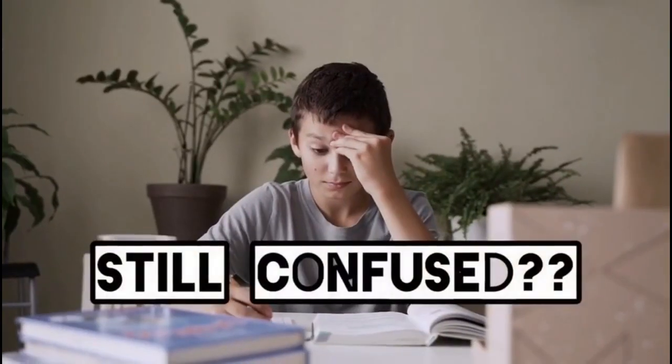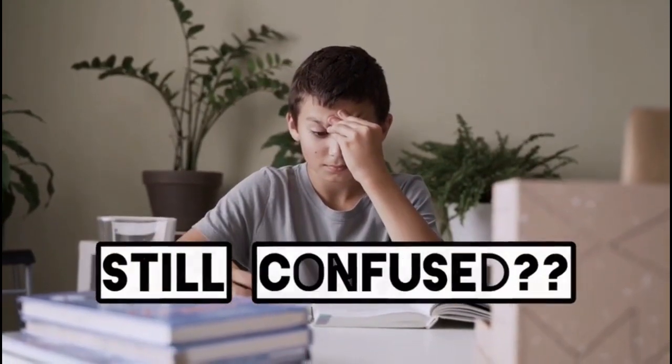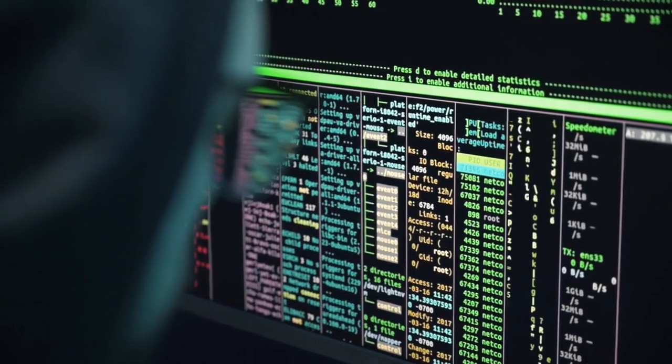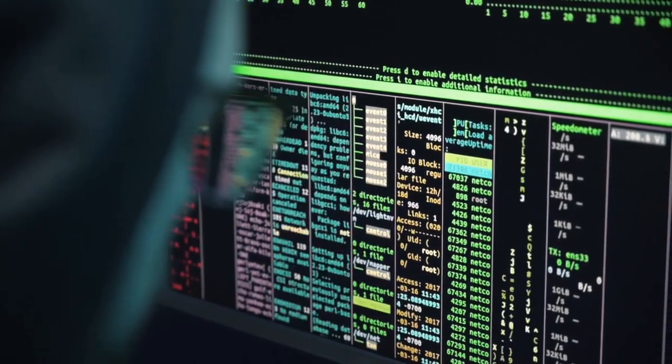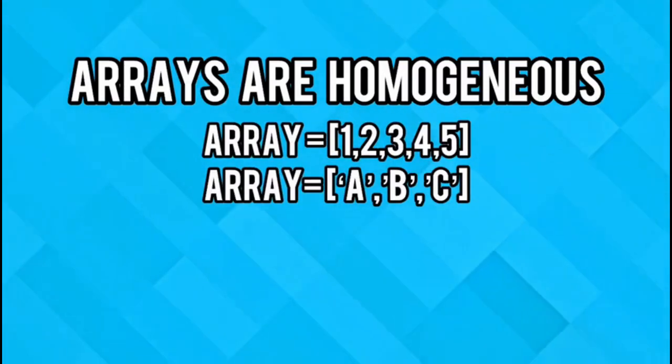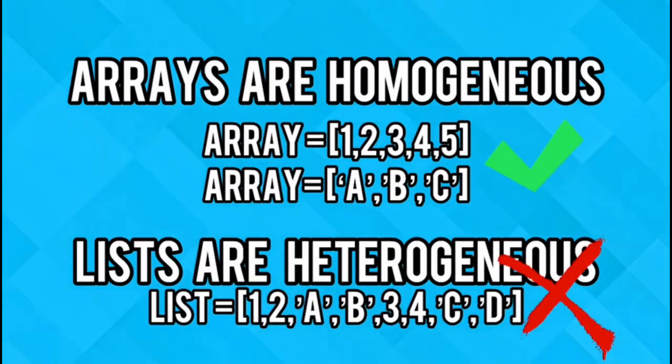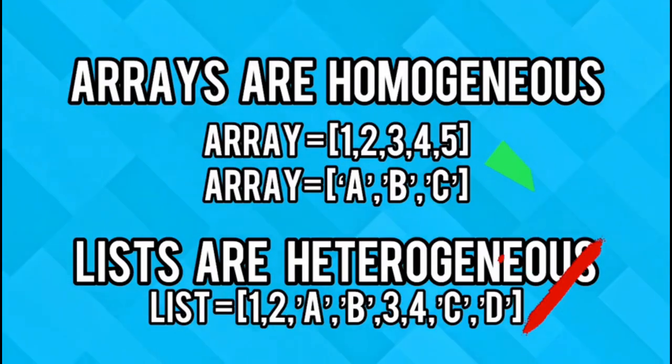Still confused? Let's clear up the confusion between arrays and lists. While both are used to store collection of data, arrays offer more functionalities than lists. Unlike lists, NumPy arrays are homogeneous, meaning all elements must be of the same data type, whereas lists are heterogeneous. This characteristic allows NumPy to perform operations faster and more efficiently compared to a Python list.